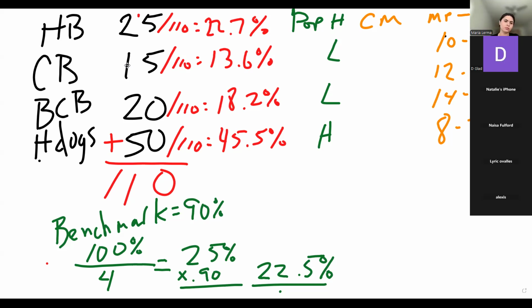So what is our contribution margin for hamburgers? $7. And then the next one, $8.50. Okay, what about the next one? 14 minus 4, 10, thank you. And then 8 minus 2.50, $5.50.